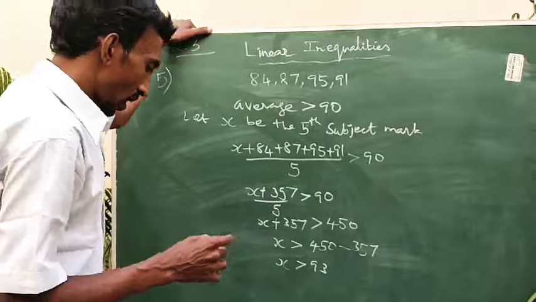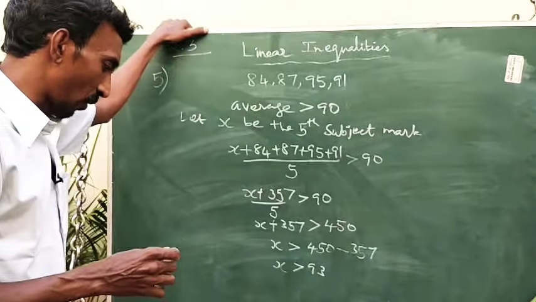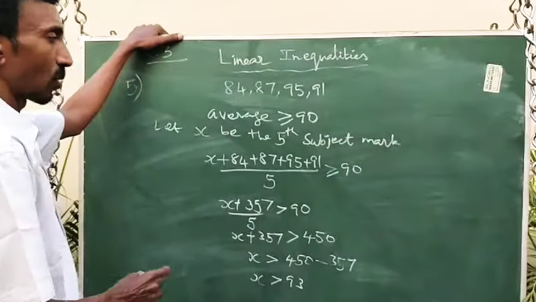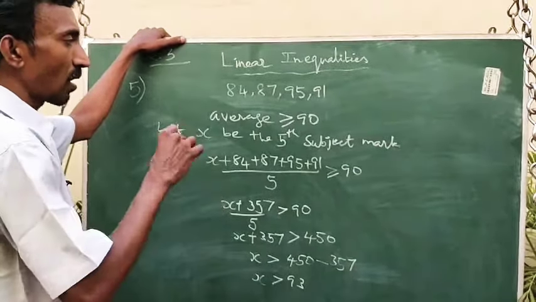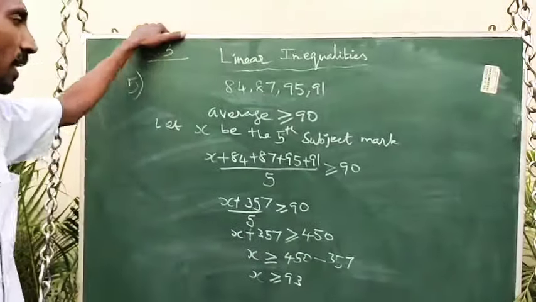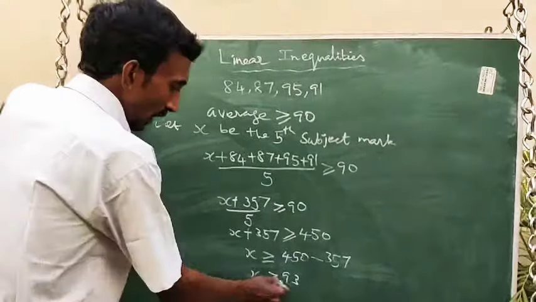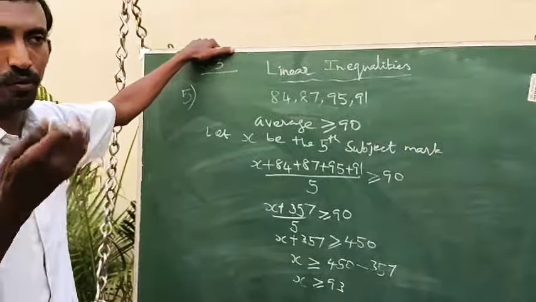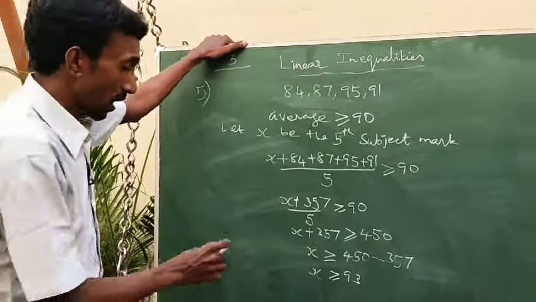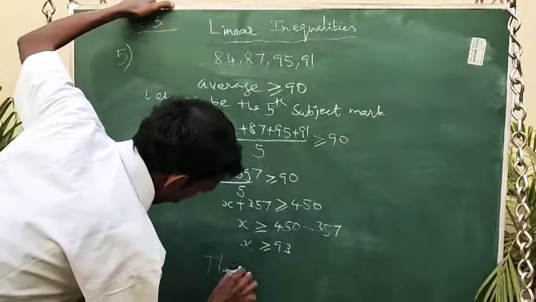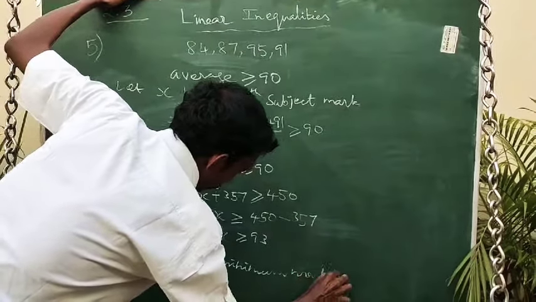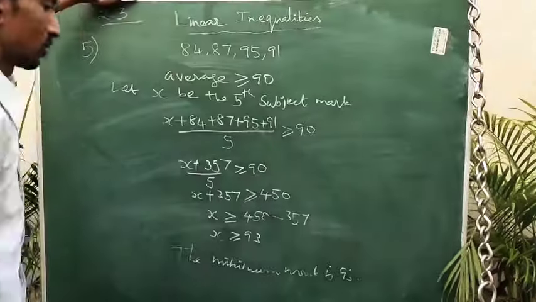But the question says one must obtain an average of 90 or more, so you have to include the equal sign. Okay, read the question carefully. 90 marks or more than 90, so we have to include the equal sign. Greater than or equal to 90. So greater than or equal to 93 means 93, 94, 95, up to 100. But here the question is, what is the minimum mark? So the minimum mark is 93. So that is the answer.